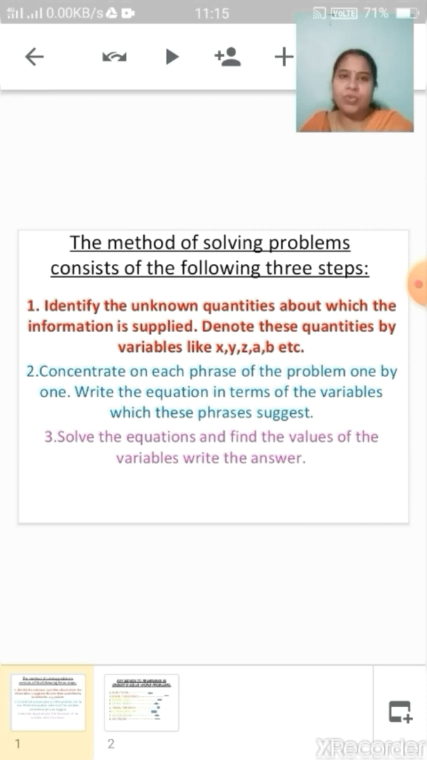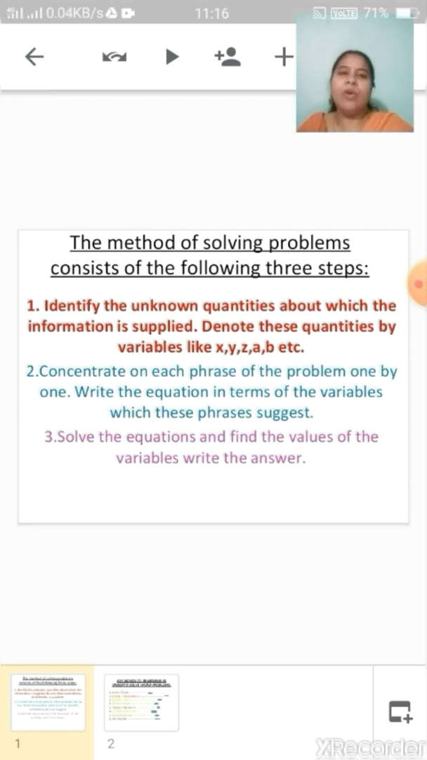No hard and fast rule that it should be x and y always. I have written here so many alphabets. You can take any alphabet of your choice, and that should be your first step, to assume correctly whichever are the unknown values. The second step is to concentrate on each phrase of the problem one by one. Don't be in a hurry to solve word problems. Read the question part by part. As you read the question, you start framing the equation. Write the equation in terms of the variables which these phrases suggest.